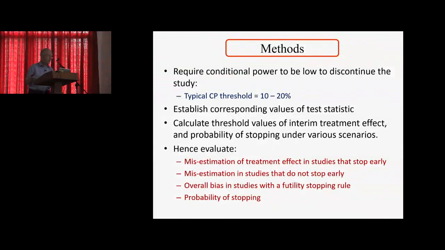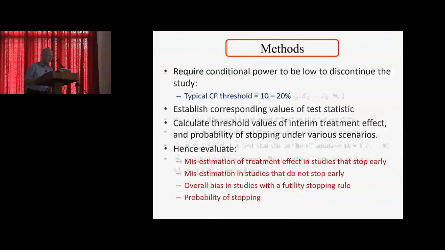How badly do we estimate the treatment effect in studies that stop early? How badly do we estimate them in studies that do not stop early but do that interim analysis? How much bias is there? And the probability of stopping. So those are all the ingredients that you put into it in order to estimate those quantities.